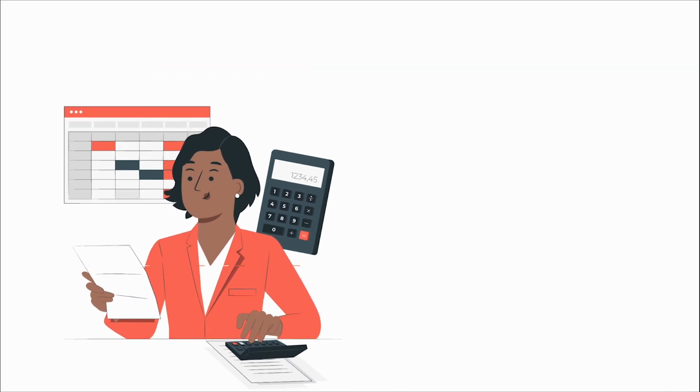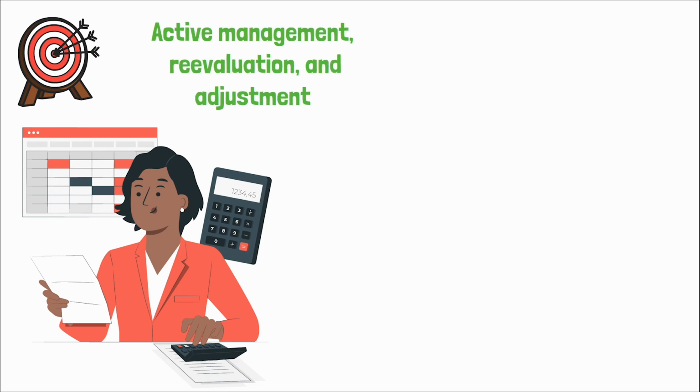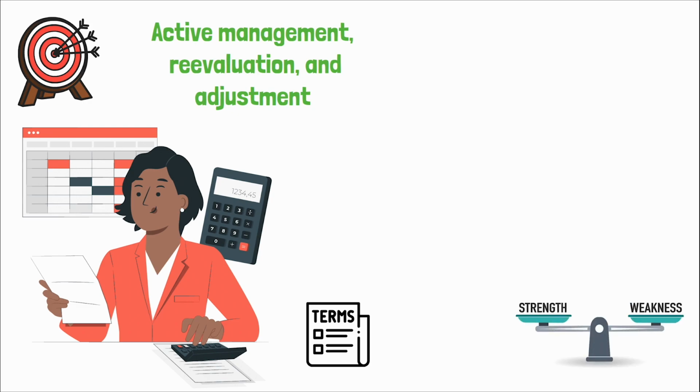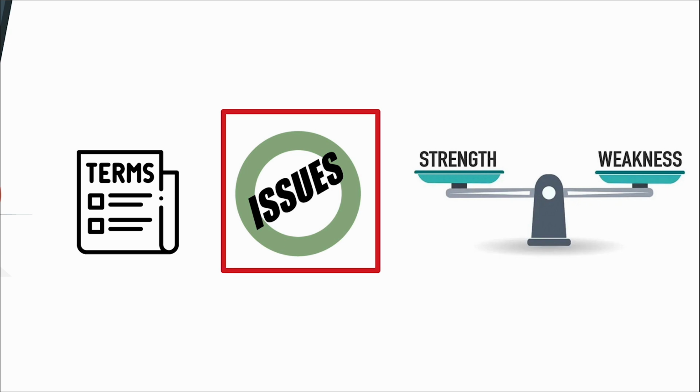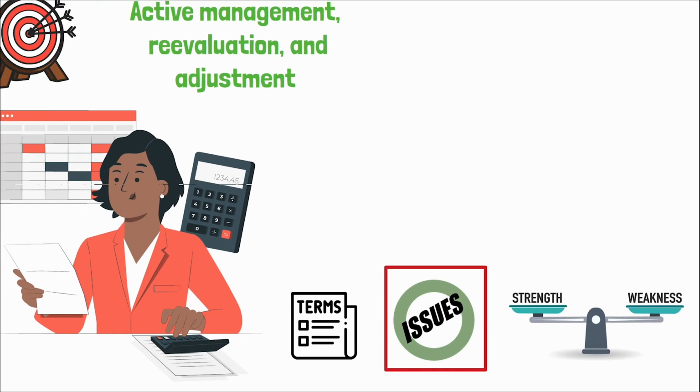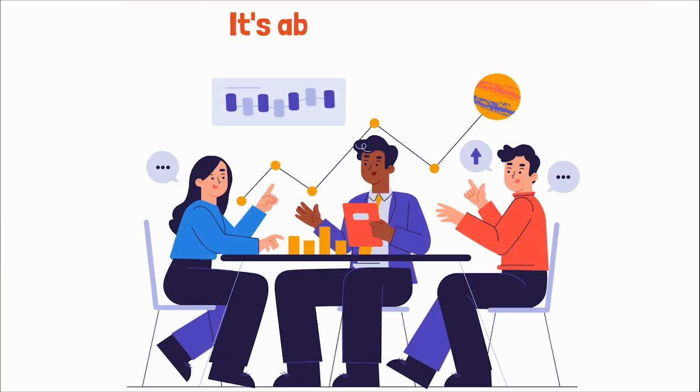In this journey of budgeting, we must be vigilant. The accuracy of cost estimates doesn't magically improve on its own. It requires active management, reevaluation, and adjustment. It involves understanding the nuances of cost terms, the strengths and weaknesses of different estimating methods, and the common issues that arise in cost estimating. And, crucially, it involves knowing how to adapt and respond to those issues. It's about painting that financial landscape with increasing detail and precision as the project progresses from an abstract idea to a concrete reality. In essence, budgeting is not just about prediction, it's about precision.